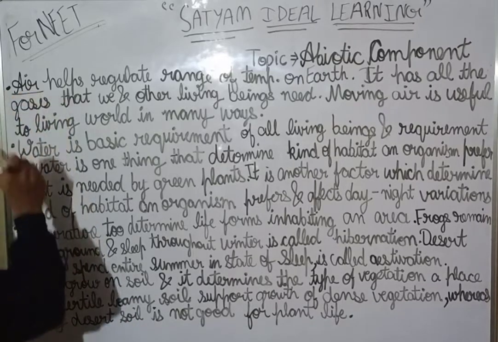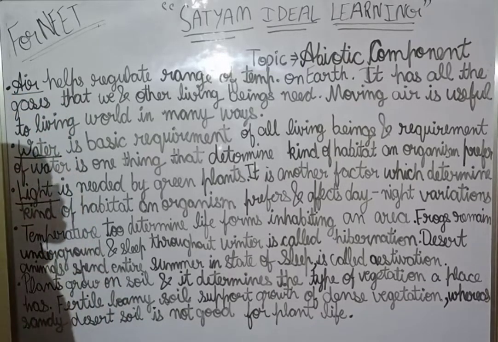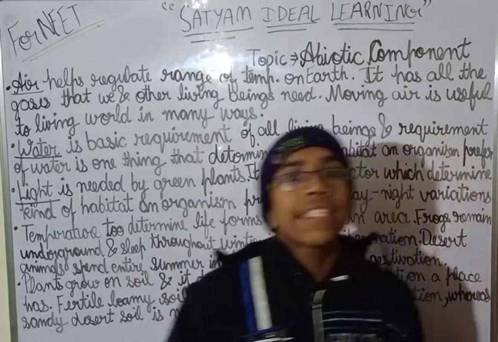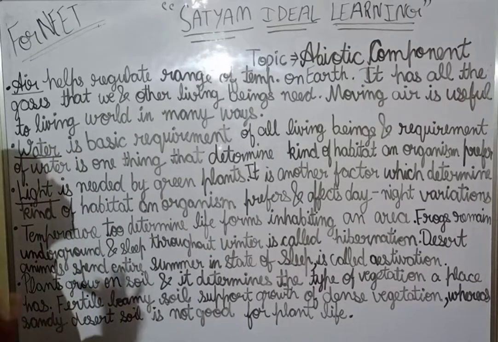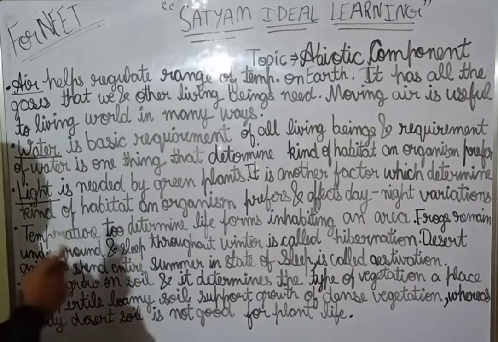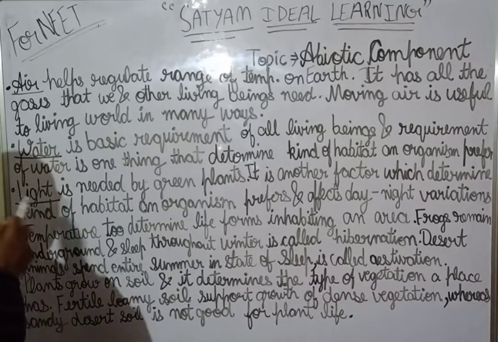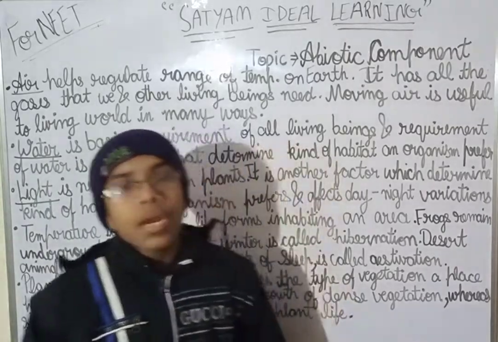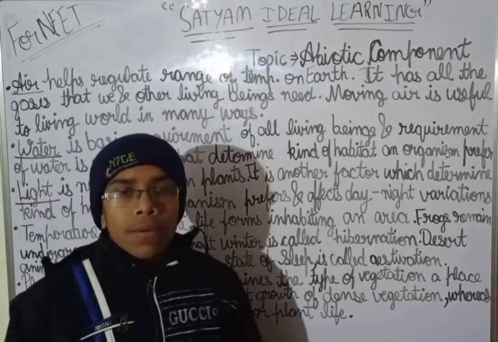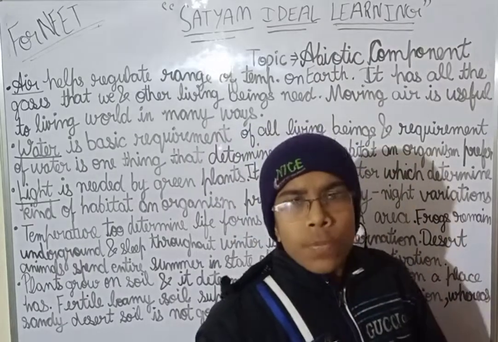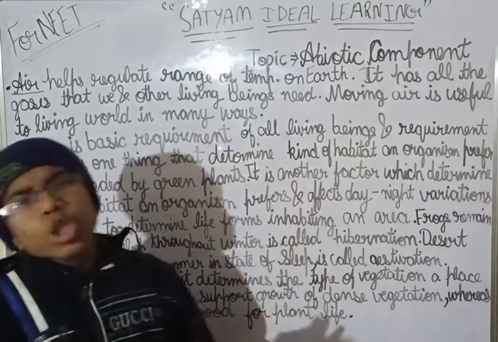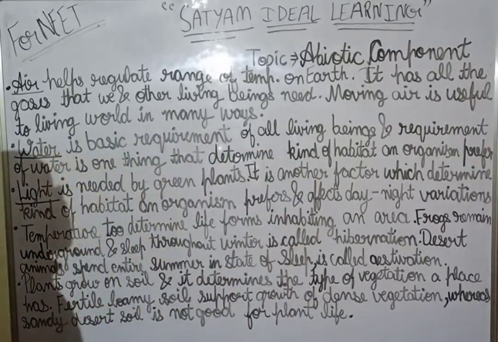Now we will be coming to light. We have already discussed air and water. Now we will be discussing light. Light is the main source of energy. Clear this thing? Light is the main source of energy and it is very, very important, guys. Now why is light needed? Light is needed by green plants. First of all, green plants need light. But there are some green plants which need less light. So light also varies from plants to plants.